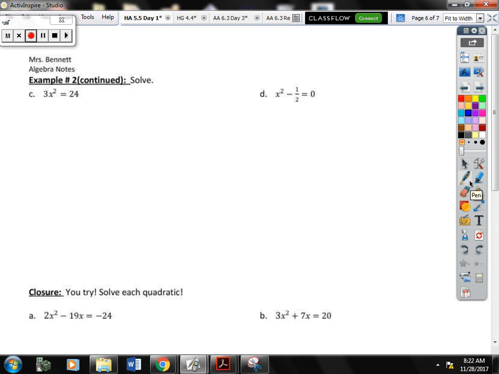Now, what makes these ones a little bit harder on the back is we may have to reduce the radical or rationalize the denominator.